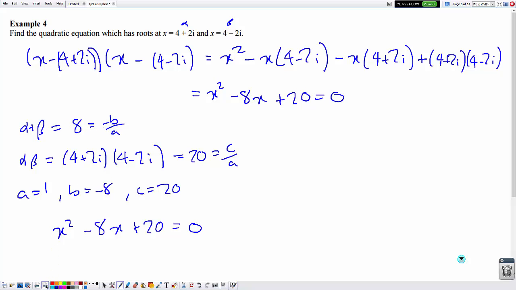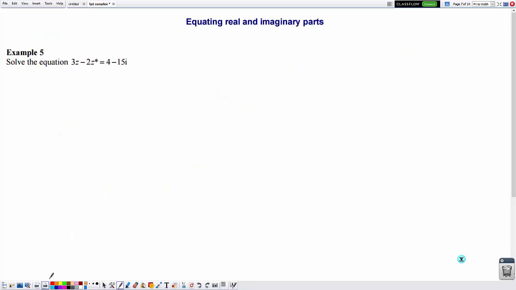Okay, example number 5, equating real and imaginary parts. Now, as I said before, if z is a complex number, which is a plus bi, then the real part of z is equal to a, and the imaginary part of z is equal to b. Now, if you look at this equation, we've got a left-hand side and right-hand side. This is a complex number, and when we work out this side, we'll get a complex number as well. For two complex numbers to be equal, the real and imaginary parts have to be exactly the same.